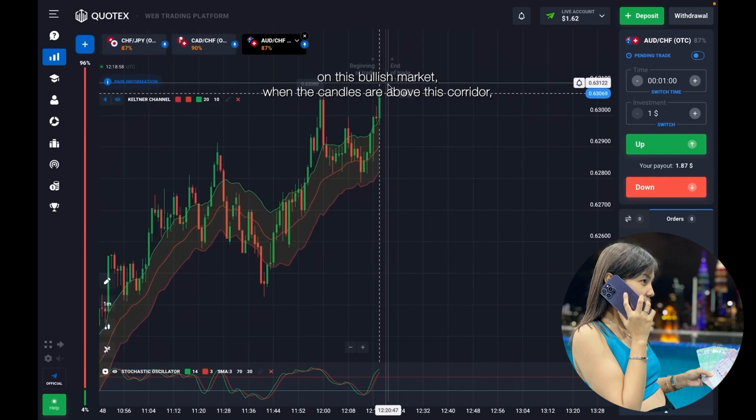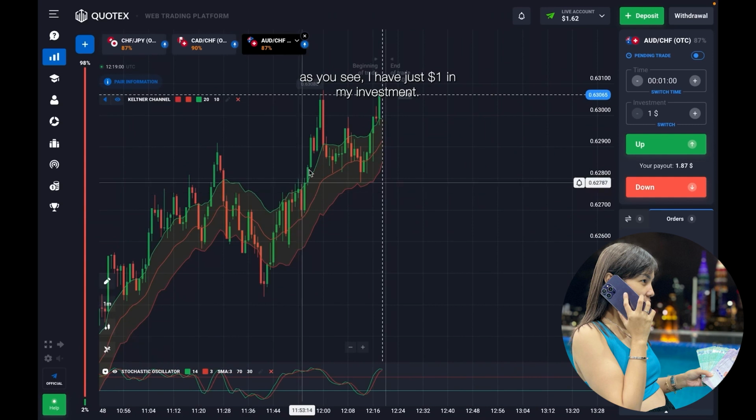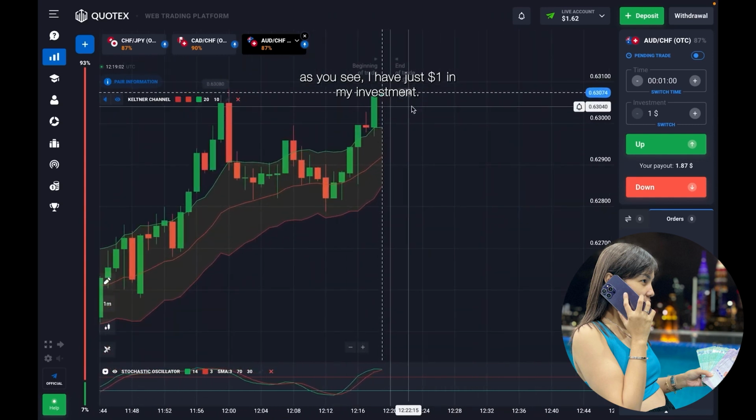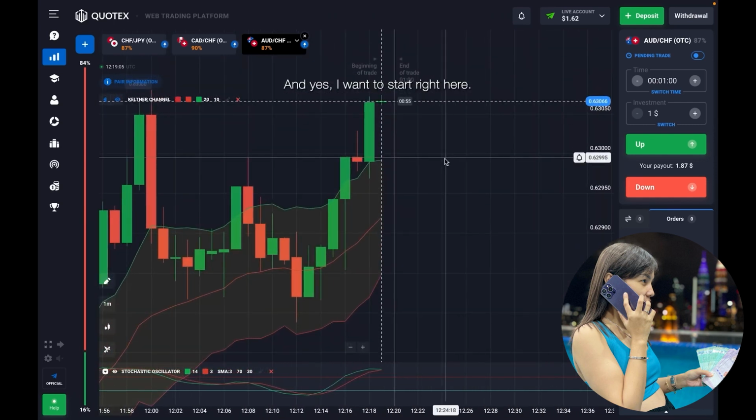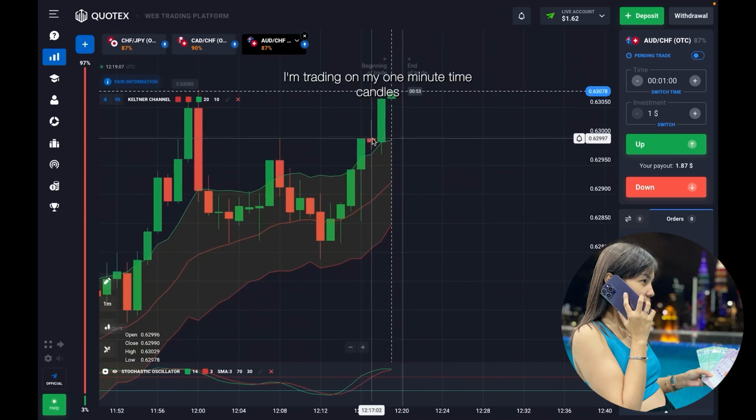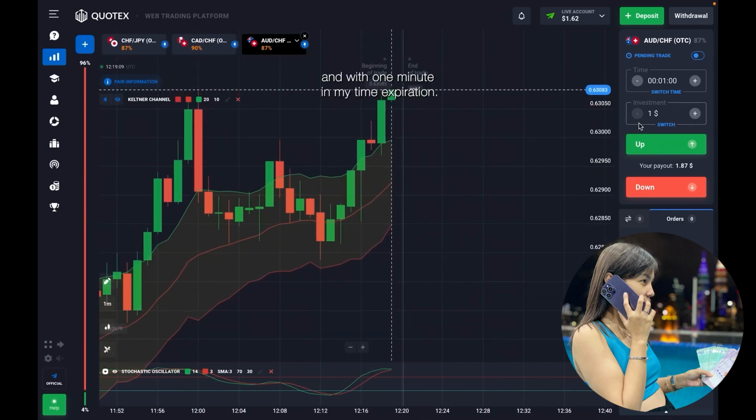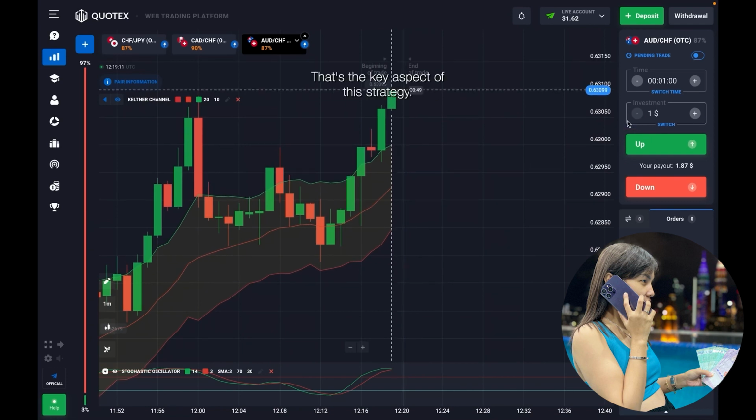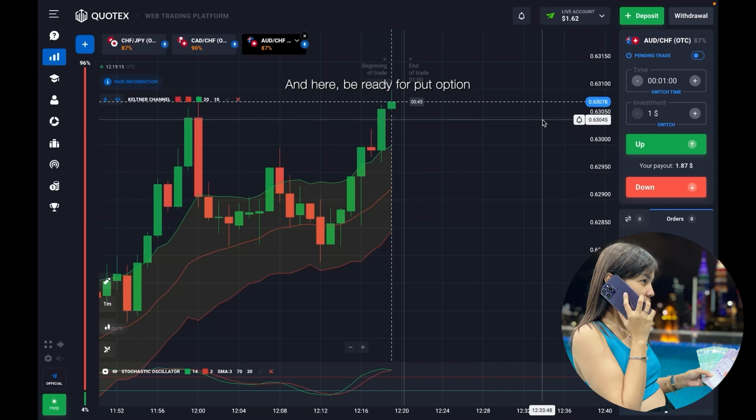When the candles are above this corridor, and as you see I have just $1 in my investment, I want to start right here. I'm trading on 1 minute candles with 1 minute expiration. That's a key aspect of this strategy. And here, be ready for a put option right now.